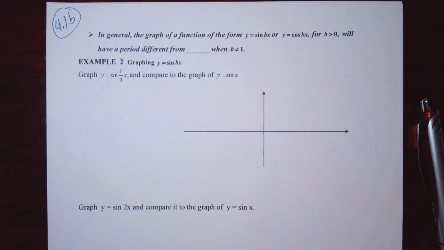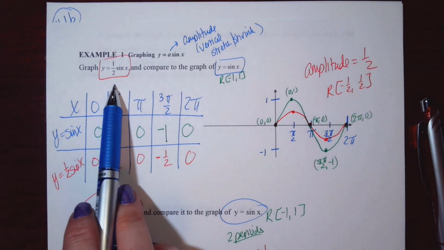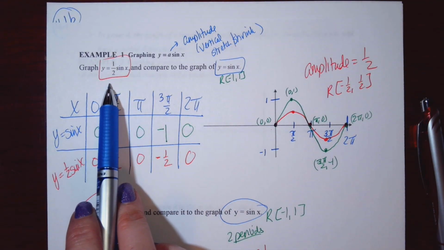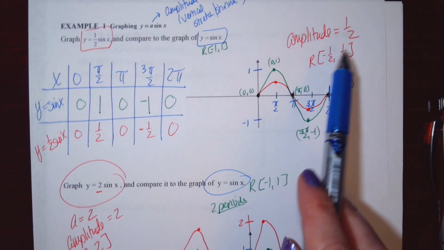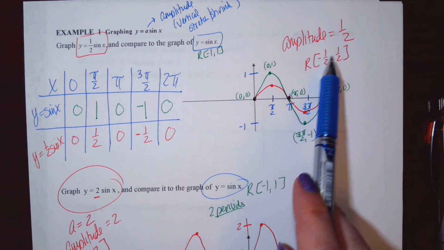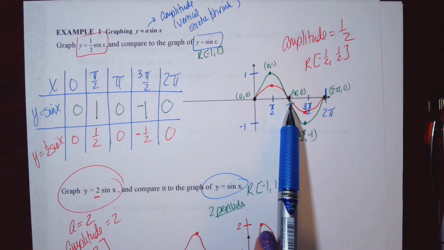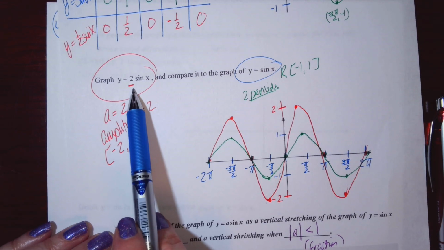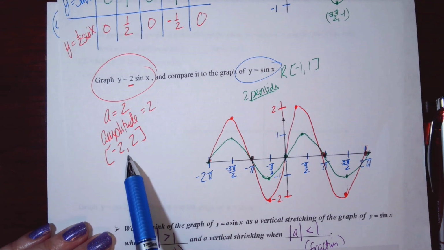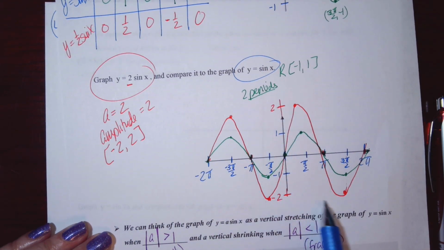We stopped with graphs of change in amplitude. So our value for A was not 1. We showed that if we have a fraction for our value for A, then it is a vertical shrink or a compression. And if we have a whole number, it's a vertical stretch, so we go up and down higher from center.